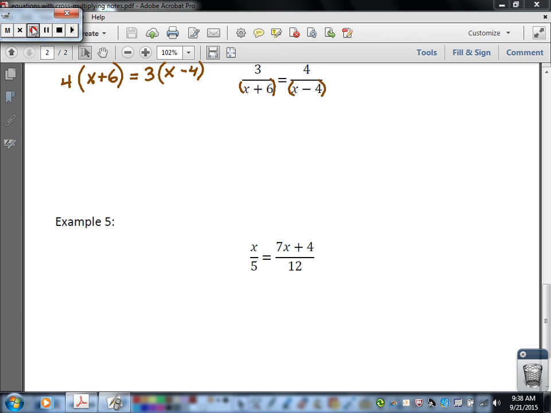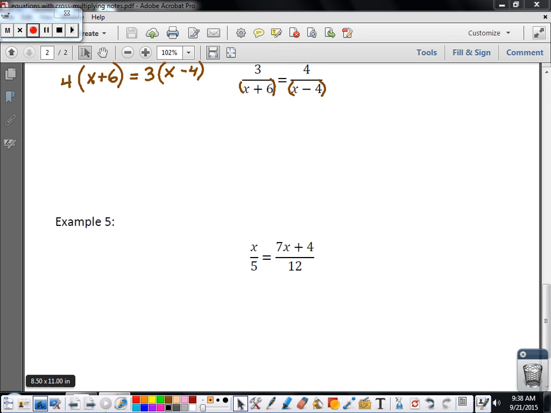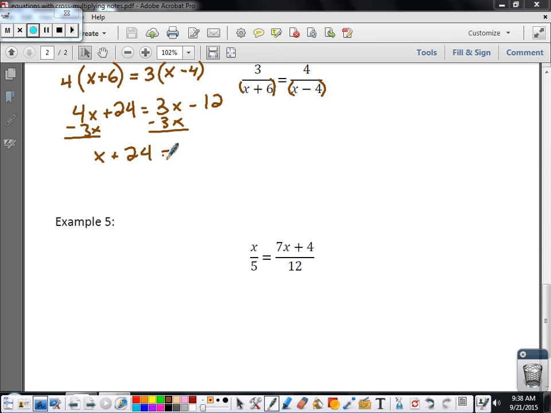All right. You guys did a great job. I'll finish this off quickly, and then I'll do number 5, and then we'll be done. So 4x plus 24 equals 3x minus 12. Subtract 3x, subtract 3x. You get x plus 24 equals negative 12. Subtract 24, subtract 24, and you get x equals negative 36. That was the answer for the first one.